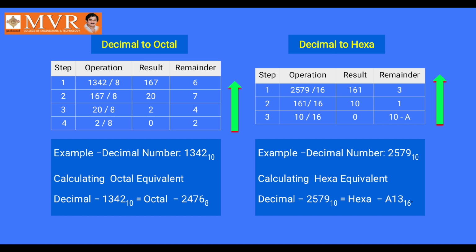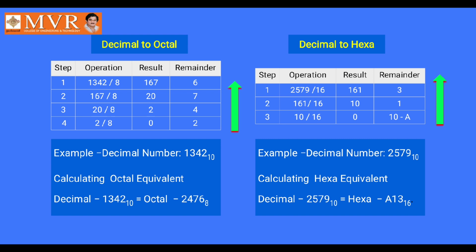Still the quotient is not 0, so again you have to perform the division. 20 by 8, you will get 2 as quotient, 8 twos are 16, and 4 as the remainder. But still a non-zero quotient is there, so you divide 2 by 8, and now you get quotient 0 and remainder 2. As I told you, from bottom to top you have to write the result. So the decimal value 1342 is equivalent to the octal value 2476.